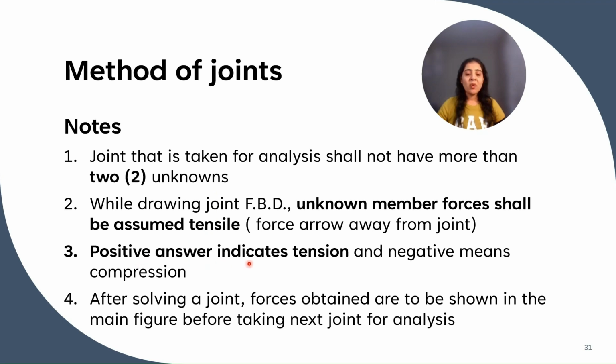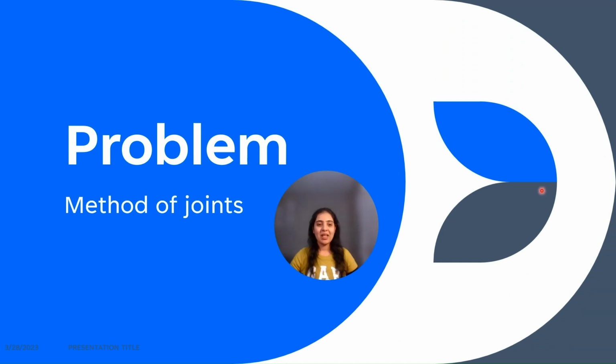If the answer is positive, then it is a tension member. If the answer is negative, then the member is under compression. After solving a joint, the forces obtained are to be shown in the main figure before taking the next joint for analysis. This is the important step. Now we will see a problem based on the method of joints.